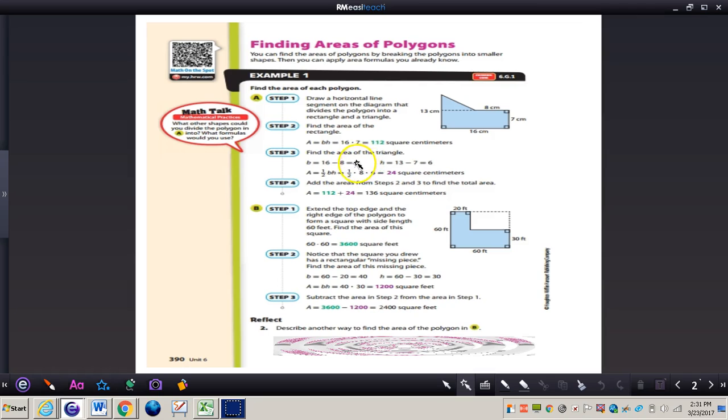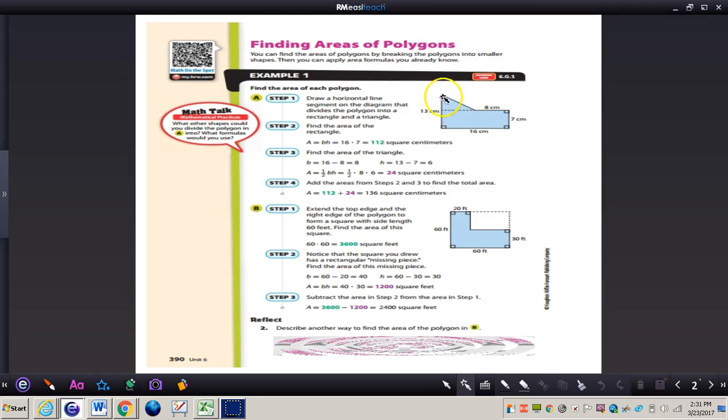And then what we want to do is find the area of the triangle. Now we know the base of the whole entire polygon is 16 centimeters. And we know that the base that is not included in the triangle is 8. So that must mean that this part of the triangle here is 8 centimeters. Okay, so we have 16 minus 8 gives us 8 for the base of the triangle.